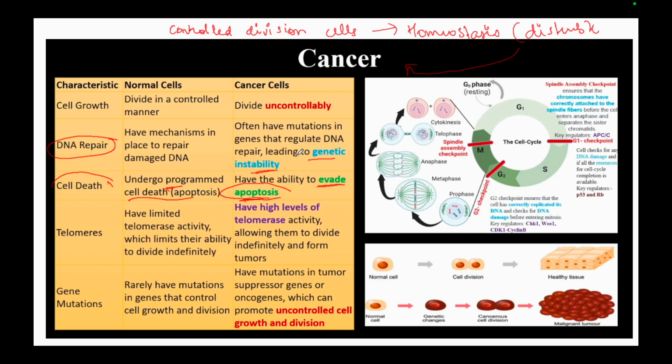So evading cell death is one factor, and there could be genetic instability or mutations in tumor suppressor genes or tumor genes, which could lead to cancer again. Another characteristic of cells is that we have telomeres at the end, and after every division these telomeres shrink. But in cancer cells, very high levels of telomerase activity are seen, which causes them to divide rapidly, indefinitely, and form tumors.